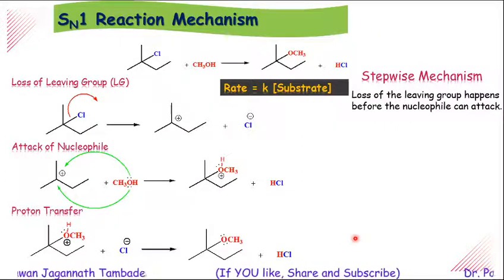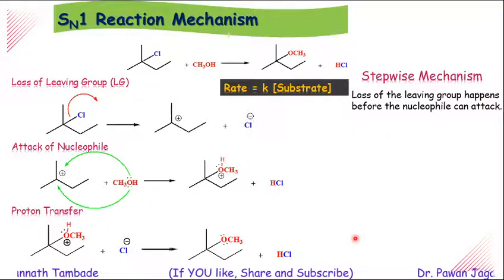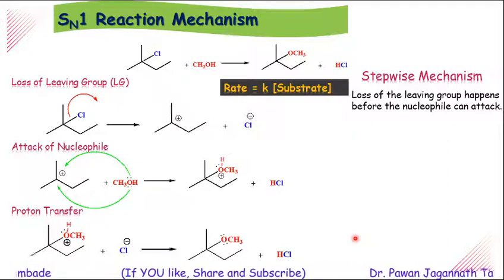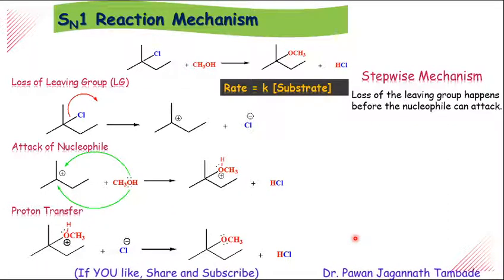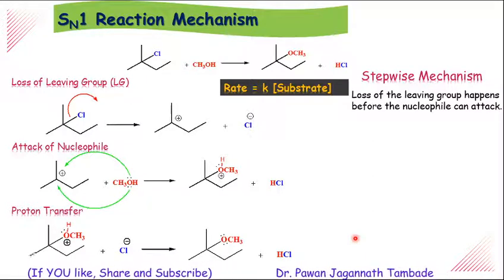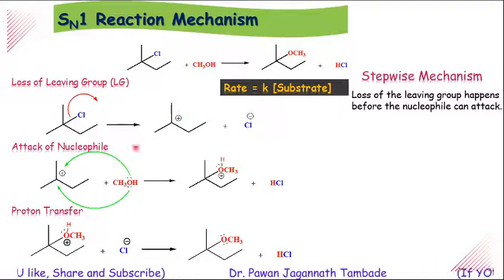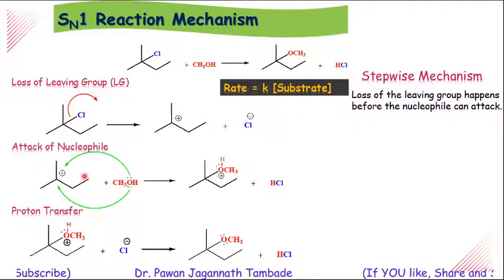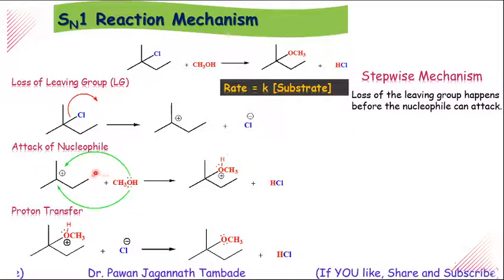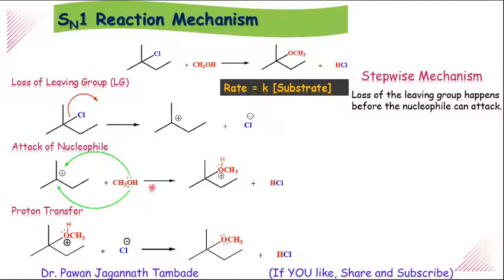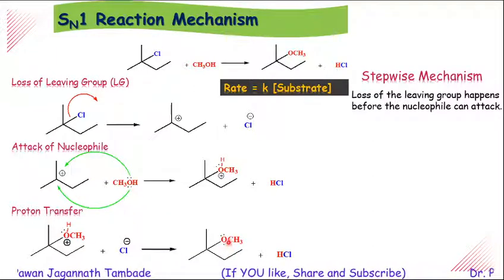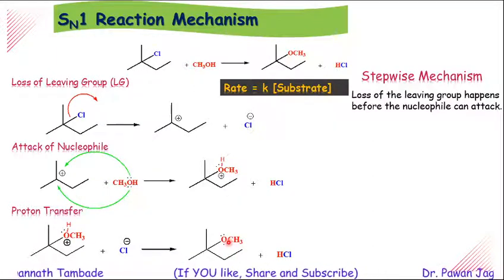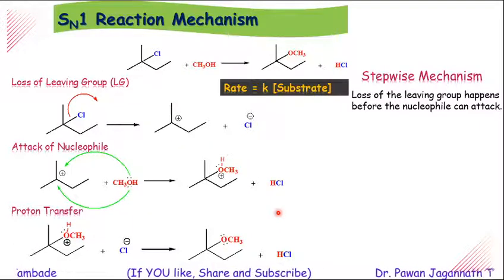I will repeat one more time. In SN1 type of reaction, in the very first step, there is a breaking of the bond between carbon and leaving group. There is a formation of carbocation. This carbocation is a highly reactive, unstable species, so it gets attacked by nucleophile, and we will get the product after proton transfer. So this is SN1 reaction.